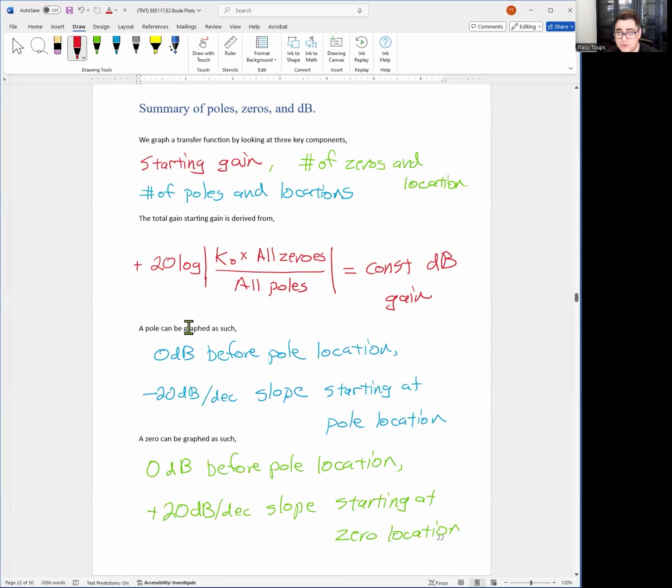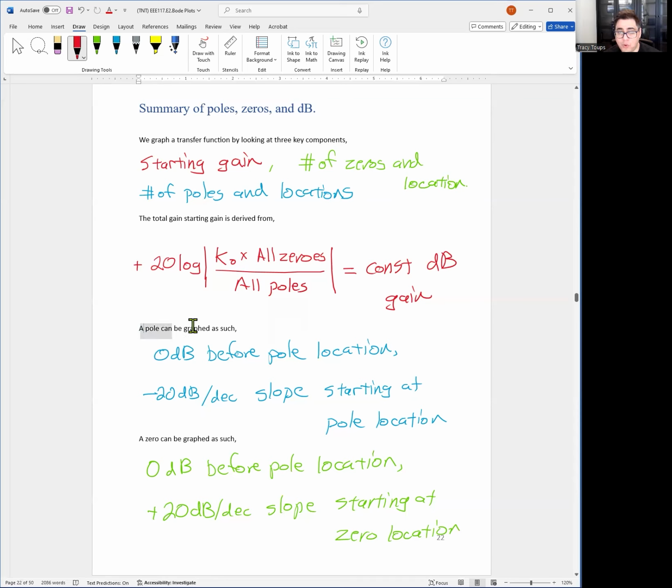The total gain of an entire function, an entire circuit, will always be 20 log of all the constants in the top times all your zeros, and you can have multiple zeros, divided by all of your poles. Put all these numbers in, and that's going to be your starting gain. Remember, there's 3 things: that flat curve of the gain, then all of your zeros and all of your poles. This is just to calculate that flat gain. These are hard numbers, there are no equations in here. You number crunch this in the calculator, and you'll get like 9.5 dB.